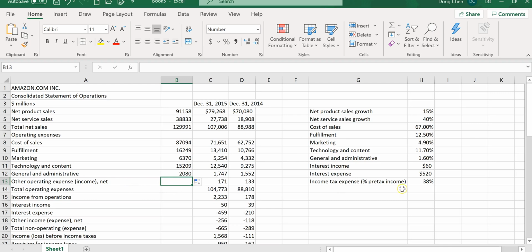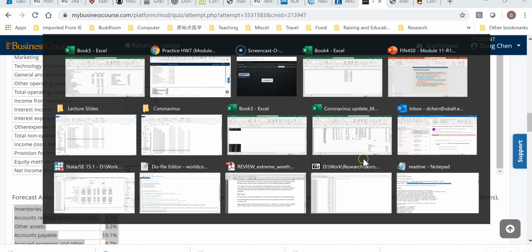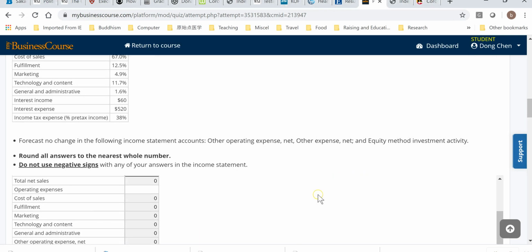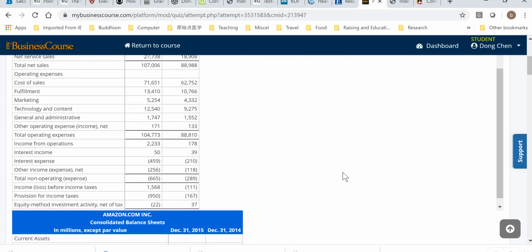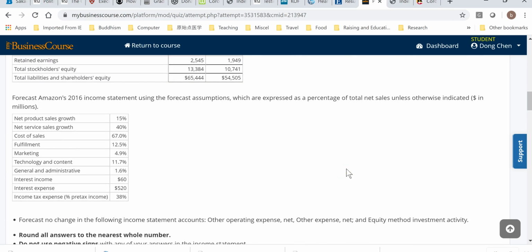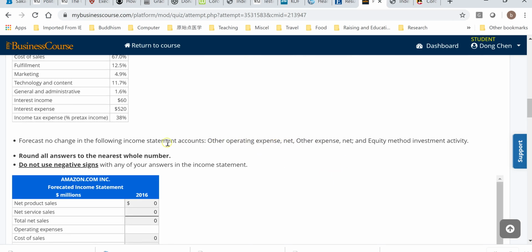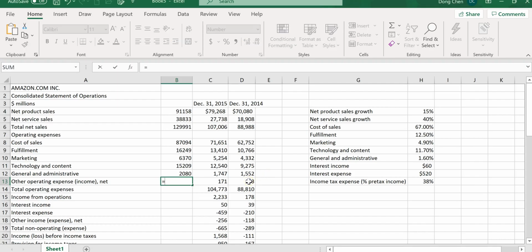And then other operating expense net, there's no such information provided by this table. But if I go back and check whether there's any such information provided in the setup, I can see that other operating expense net will have no change. So I'm still going to use the same level as in 2015 for my 2016 level. And total operating expense will basically be the sum of cost of sales and all these expense items here, starting from cost of sales and until other operating expense. And income from operations basically will be the difference between the total net sales and this total operating expense.